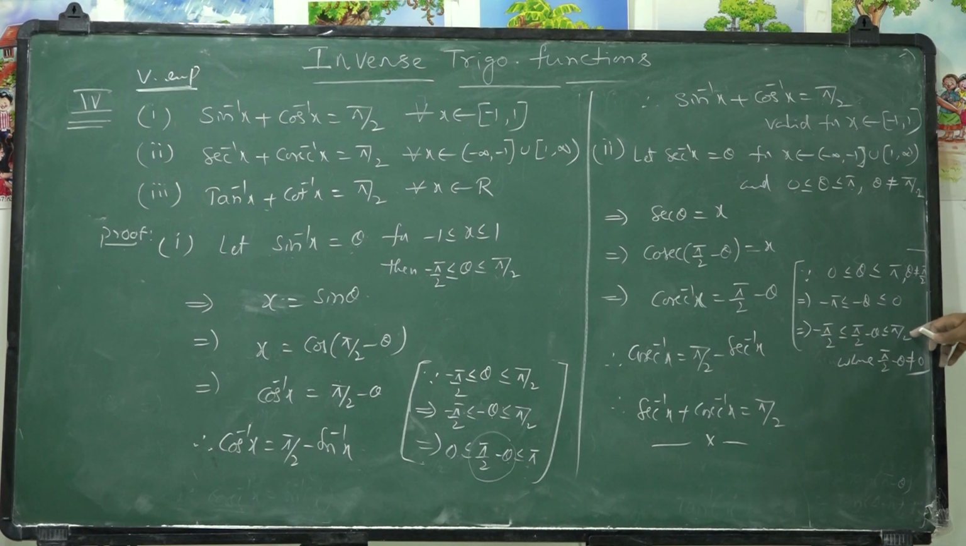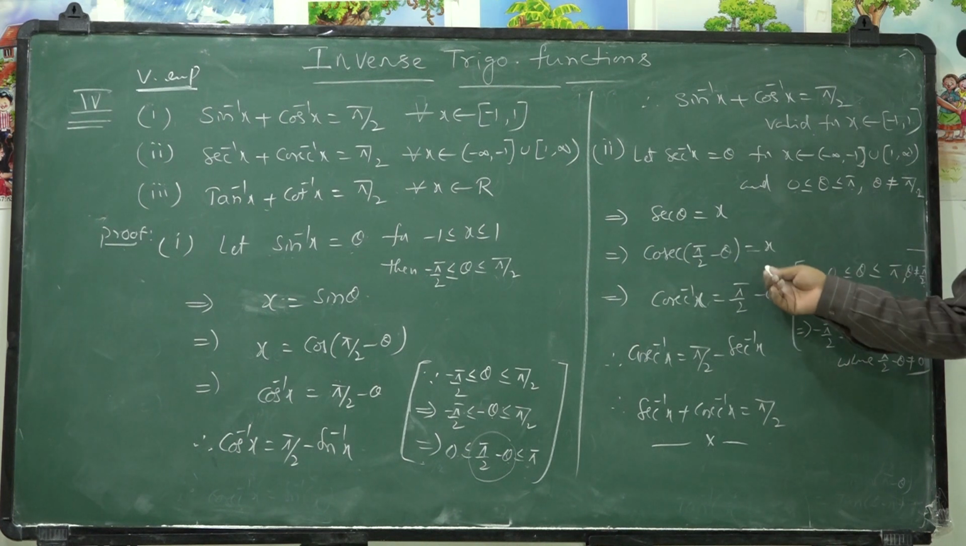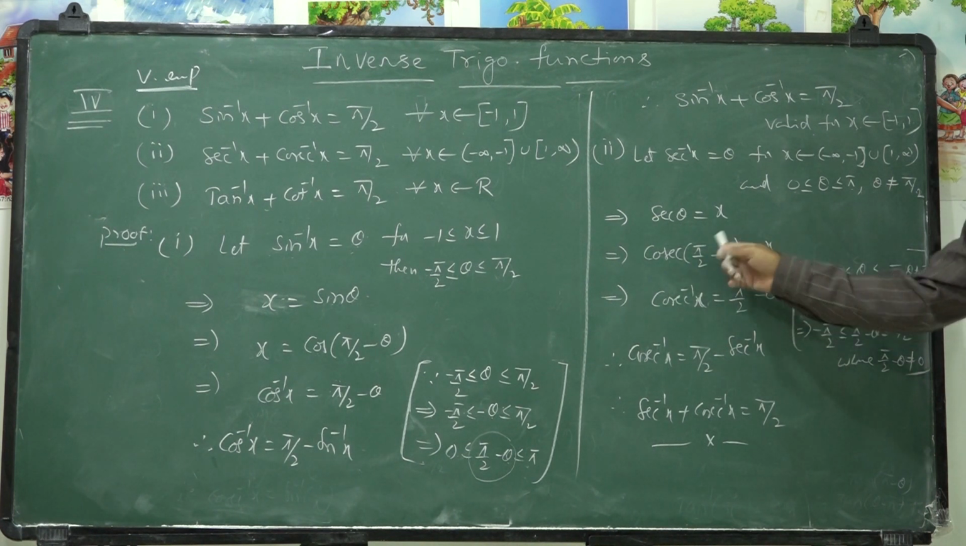So adding pi by 2 throughout the inequality here, we get minus pi plus pi by 2. Minus pi plus pi by 2 gives us minus pi by 2 is less than or equal to pi by 2 minus theta is less than or equal to 0 plus pi by 2, pi by 2. Whereas pi by 2 minus theta not equal to 0 since theta not equal to pi by 2. So here cosec inverse exists, hence you can apply cosec inverse on both sides.